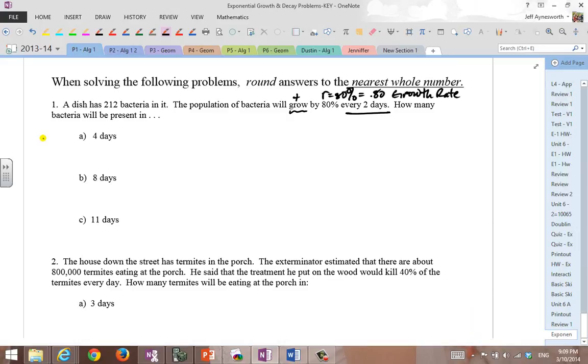All right, so here we go. What we're going to do is I'm going to do one problem by hand just to show you what's going on, and then I'll show you the way we should be approaching all of these problems here using the growth and decay formulas up top.